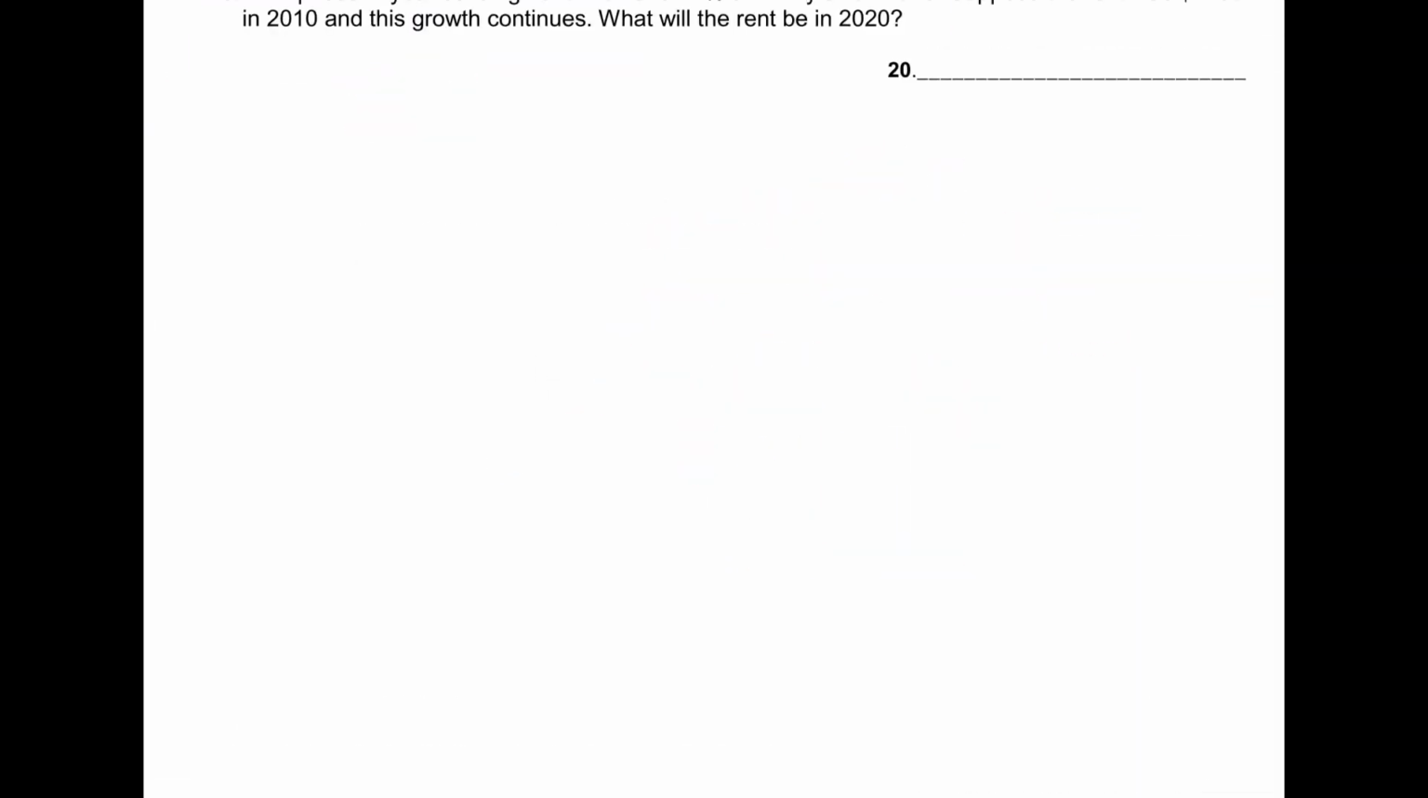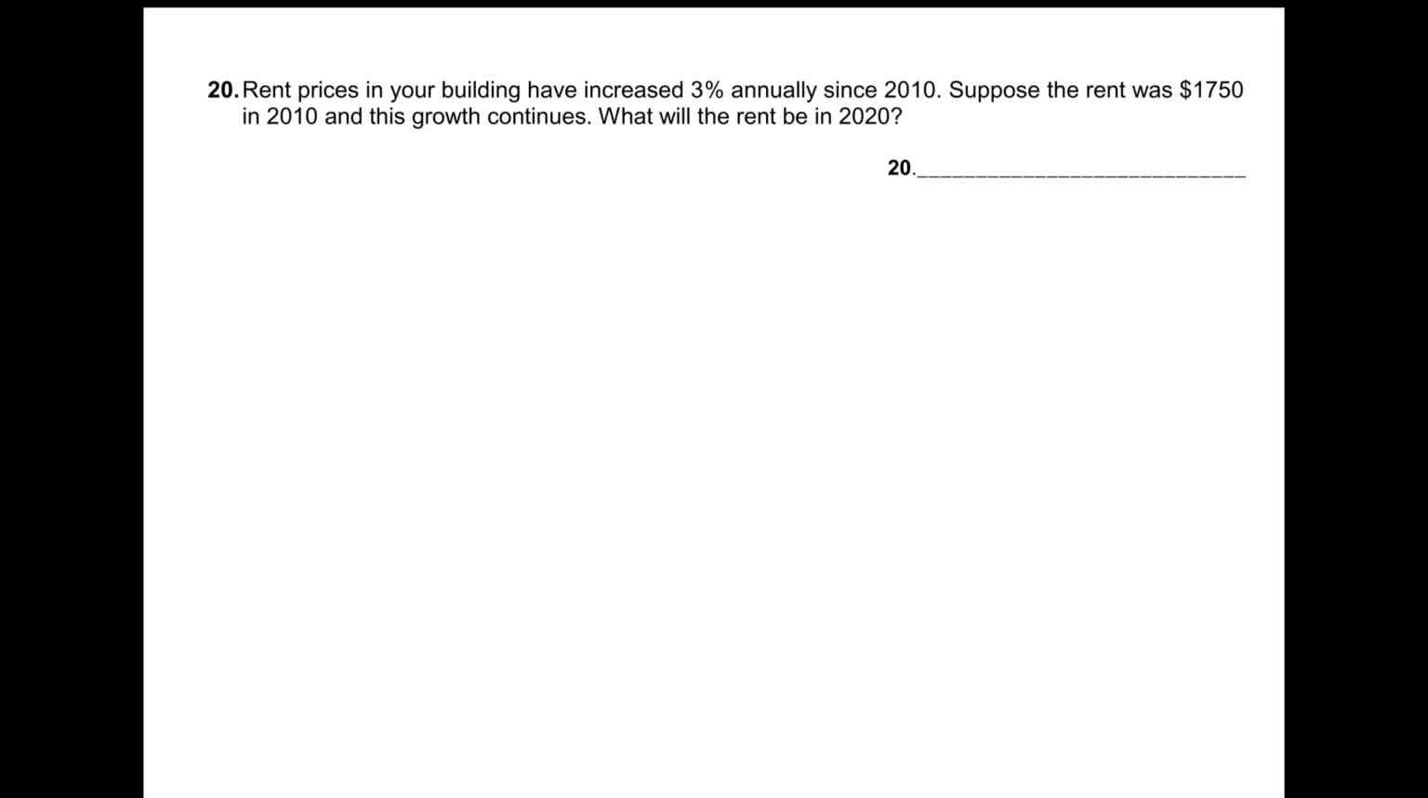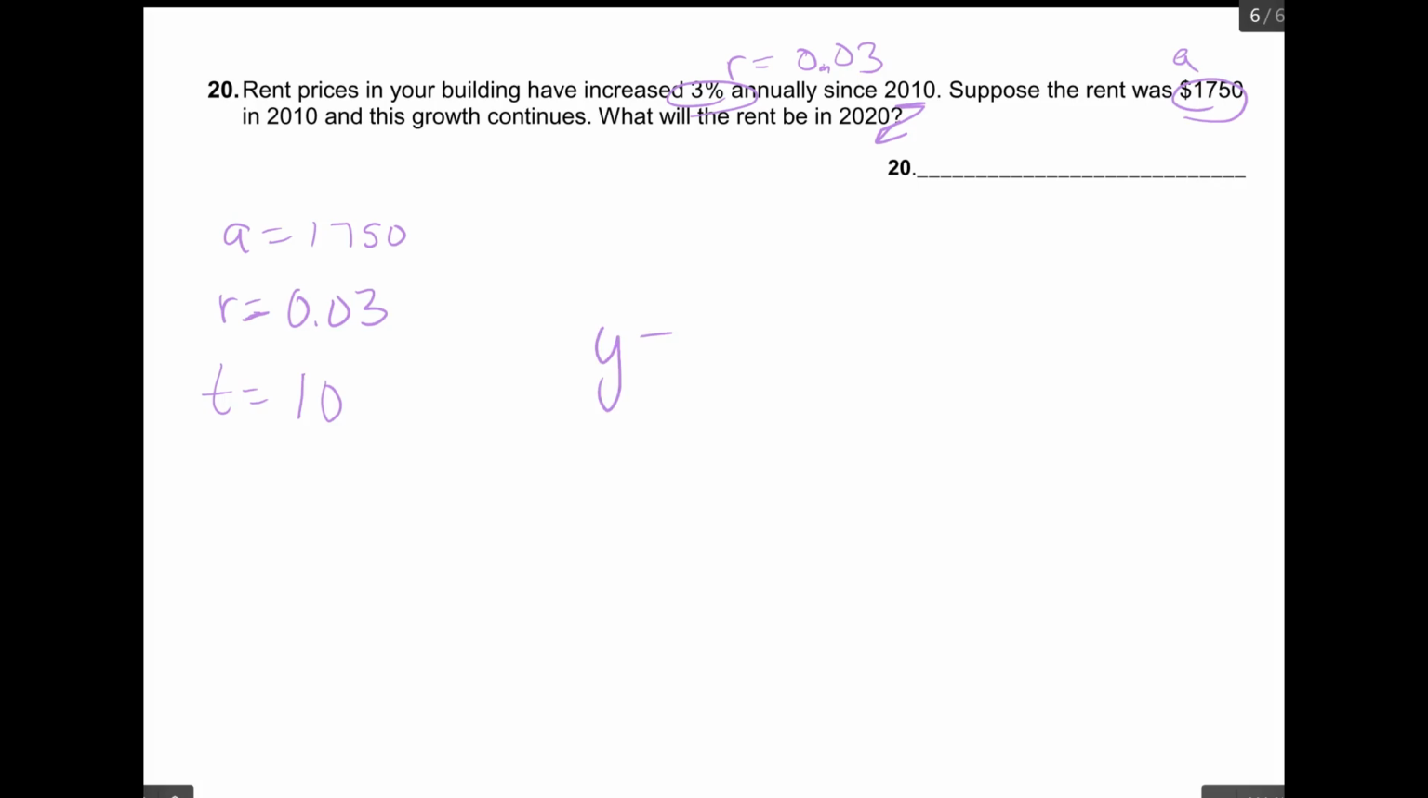All right, last one. Rent prices in your building have increased 3% annually since 2010. Suppose the rent was $17.50 in 2010, and the growth continues. What will the rent be in 2020? All right, we're starting with $17.50. Our rate is 3%. So that's 0.03. Our time, 2010 to 2020, that's a time difference of 10 years.